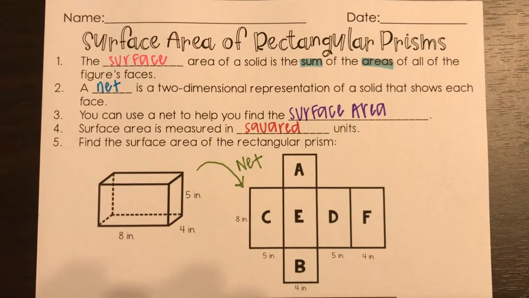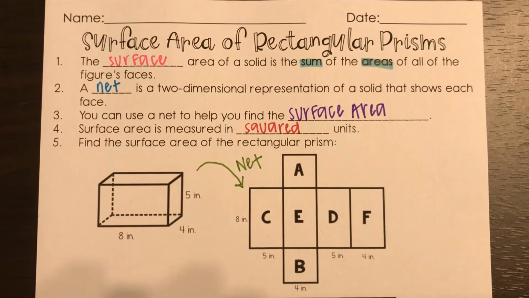Alright guys, so today we're going to learn how to find the surface area of prisms. First we're going to look at a rectangular prism. So I went ahead and filled in the note section part of this, so I'm just going to read through it.